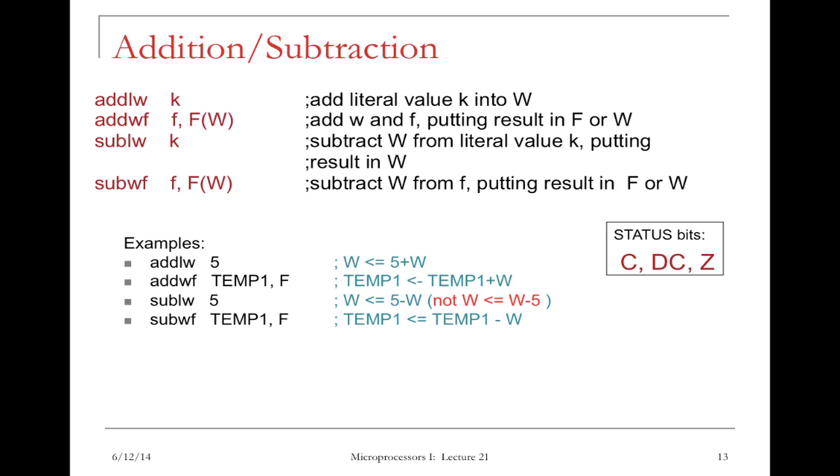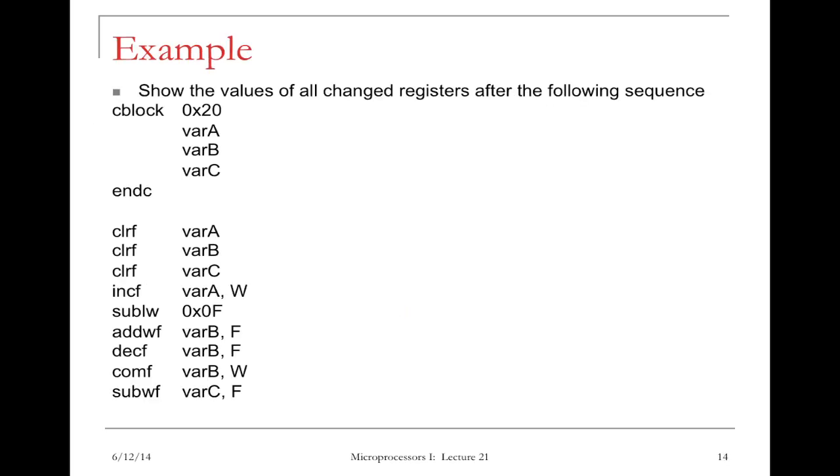Any questions? Okay, now let's work on this example. We declare three variables A, B, C using a C block. And then we have the following instructions: CLRF, INCF, subtraction, addition, and so on. I'll give you 1 minute to figure out the updated content of these variables.